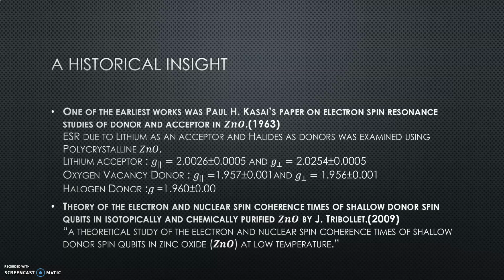The next paper, a theory of electron and nuclear spin coherence times of shallow donor spin qubits in isotopically and chemically purified ZnO, was done by Jim Tribollet in 2009. The paper is a theoretical study of the electron and nuclear spin coherence times of shallow donor spin qubits in zinc oxide at low temperature. This study showed there was great potential of electron and nuclear spin qubits encoded on shallow donors in isotopically and chemically purified quasi-intrinsic ZnO for the implementation of quantum processors and/or quantum memories. These research papers paved the pathway for further research in the field of donors in zinc oxide, which is our topic at hand.